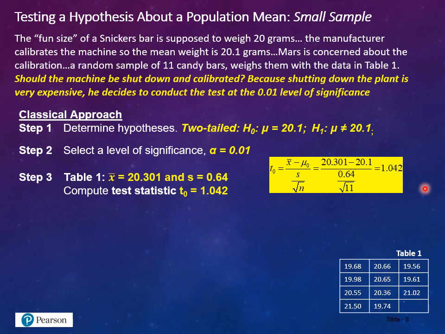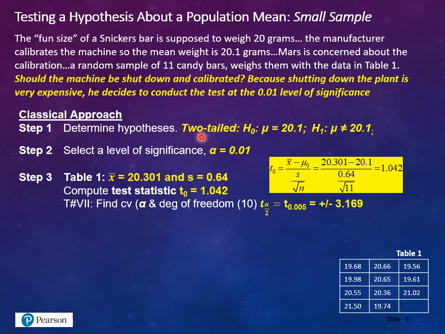Now we've got some heavy table action coming up, and so I want you to follow along closely with this. First, we find the t-distribution in table 7. We're going to find the critical value that's based on our alpha level, which is 0.01, right? And our degrees of freedom, which is n minus 1, one less than the sample size, so that would be 10.